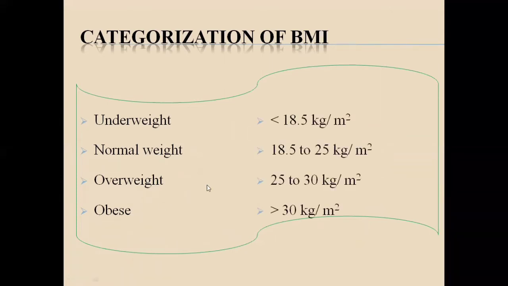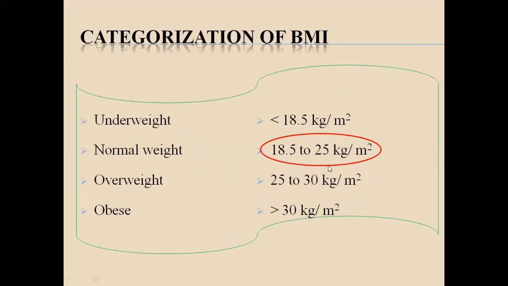A BMI value from 18.5 to 25 kg per meter squared is categorized as normal weight. This is the ideal weight. For a normal, healthy living person, the BMI value should fall in the normal weight category, between 19 and 25, or you can say 19 to 24 kg per meter squared. It must fall in this category.